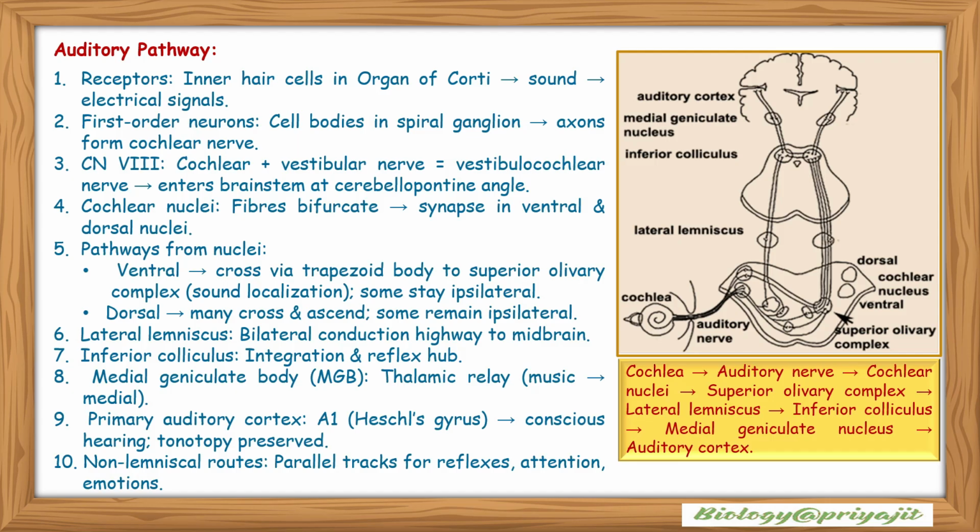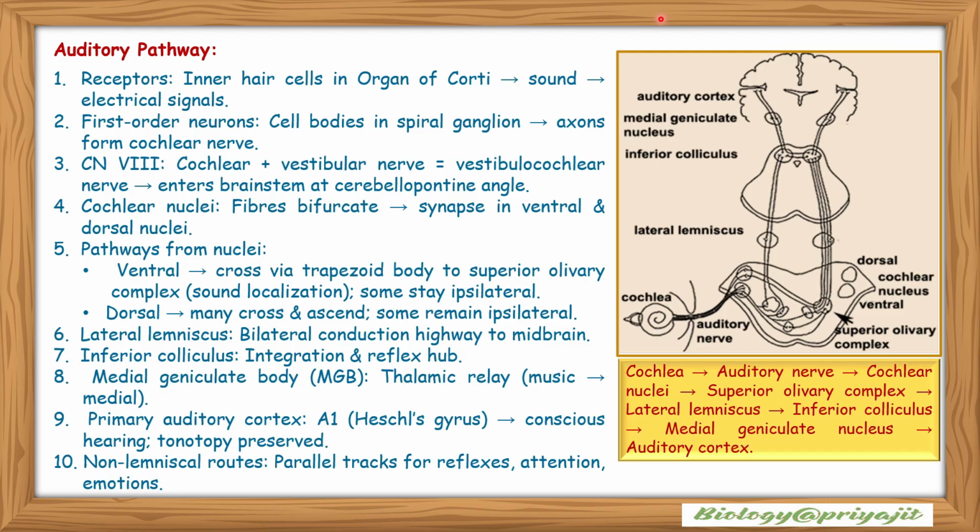At the bottom, the cochlea is shown in the diagram, which detects sound vibration. From the cochlea, the signals are carried by the auditory nerve to the cochlear nerve. There are 2 branches, dorsal and ventral, in the brainstem. From here, the fibers project to the superior olivary complex, which helps in sound localization, detecting the direction of sound.